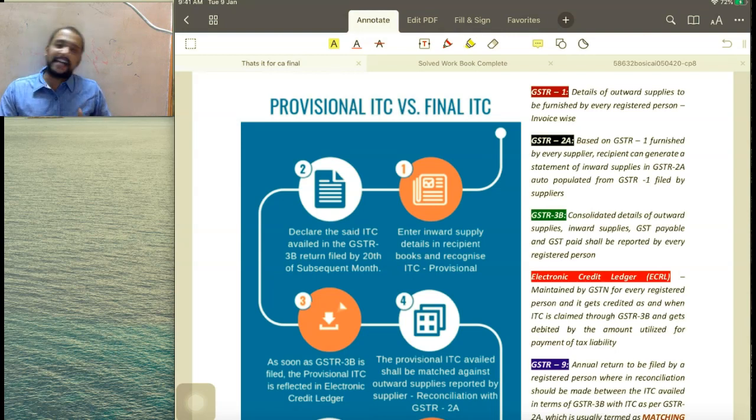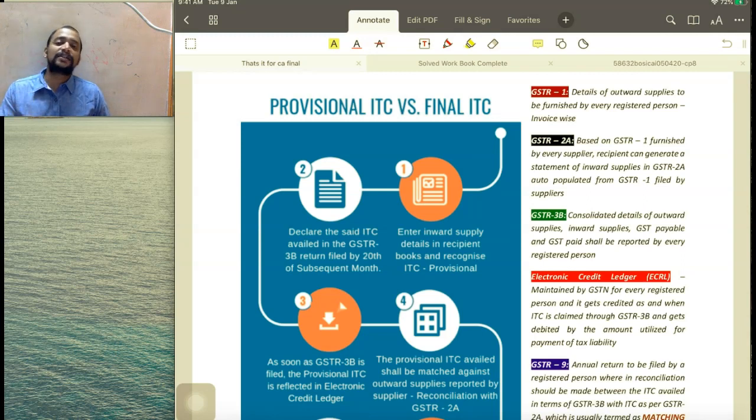Is this the ITC that you can take for adjustment with the liability? Never. That is the ITC as per your books, and that's a provisional ITC. Now, this ITC, whatever you have recorded in your books in the month, the total needs to be mentioned in GSTR 3B return, which you are filing by the due date.